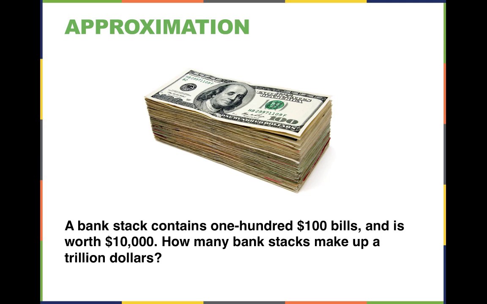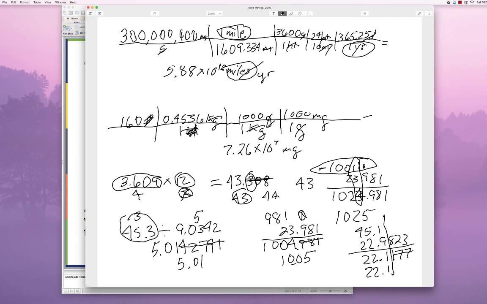If you look at this example, a bank stack contains 100 $100 bills. 100 times 100 is 10,000. How many stacks would make up $1 trillion? Now, another way to do this, by the way, in this situation is to look at scientific notation. So let's look at scientific notation.